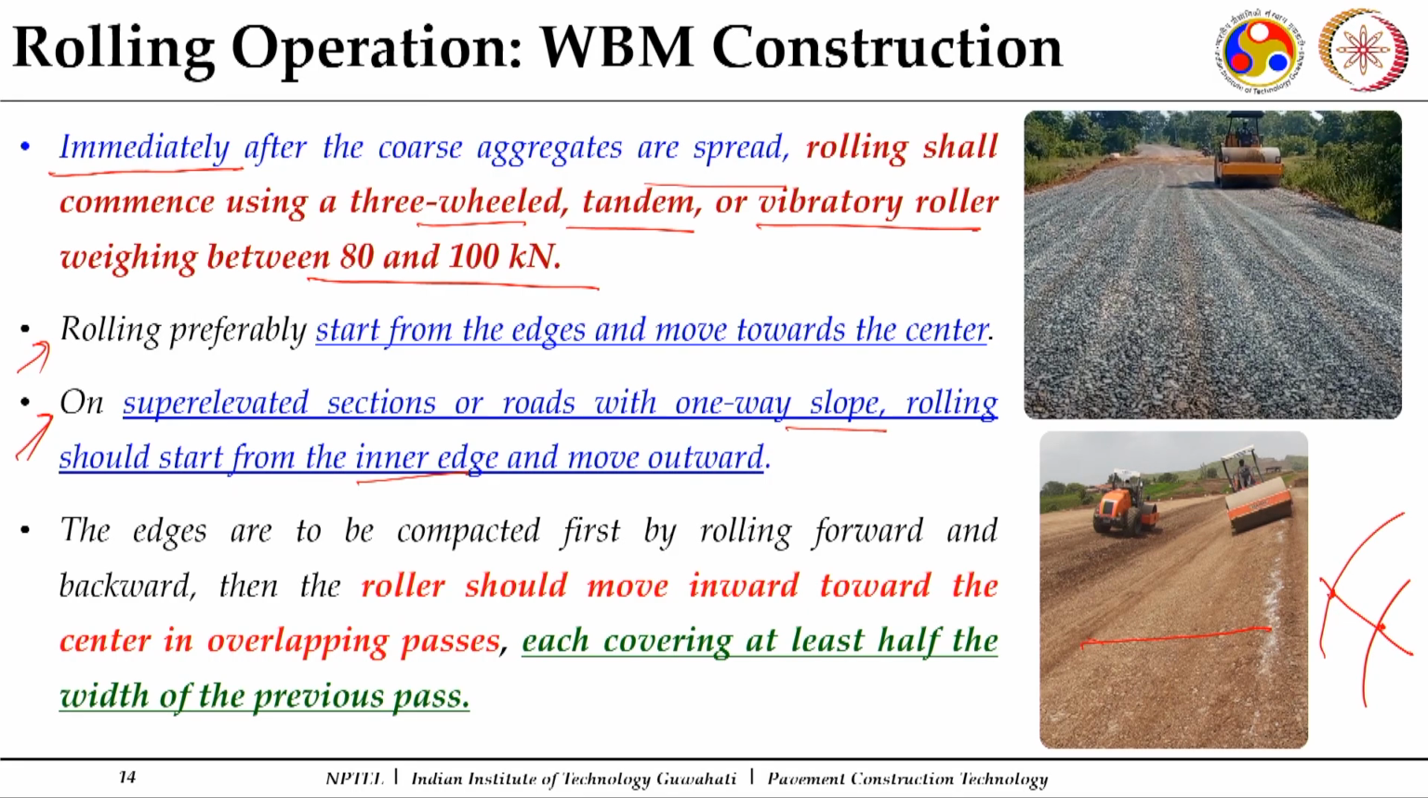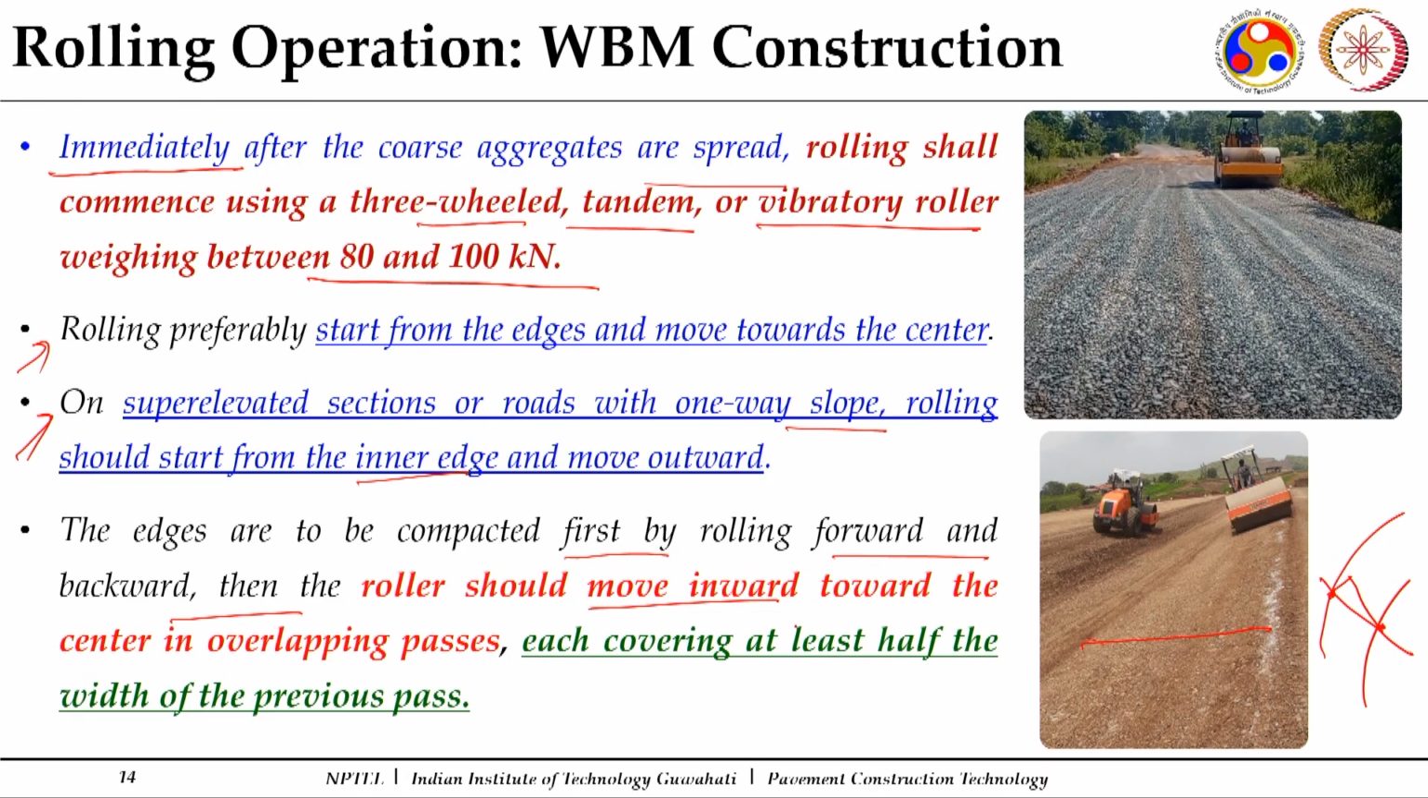If I cut down the cross section, it looks like this. Always it is said that rolling should start from the inner edge and go towards the outer edge, or I can say from the lower edge to the upper edge. So the edges are to be compacted first by rolling forward and backward, so that the material gets good support from the compacted width of it.